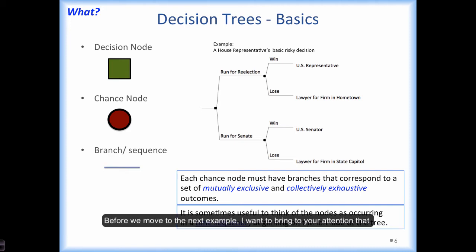Before we move to the next example, I want to bring to your attention that when we draw the decision tree, each chance node must have branches that correspond to a set of mutually exclusive and collectively exhaustive outcomes. In this example, the outcome of an election is either to win the election or to lose the election. So we have these two branches coming out of the chance node.